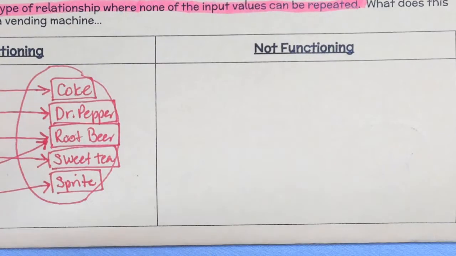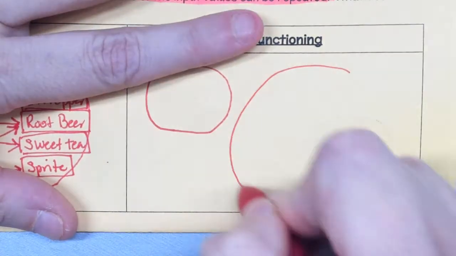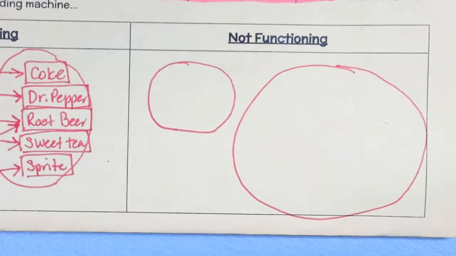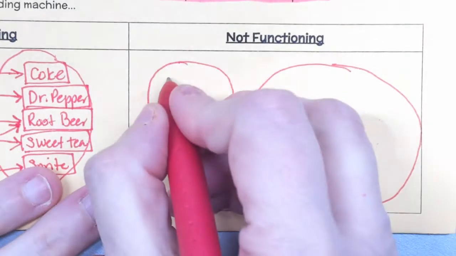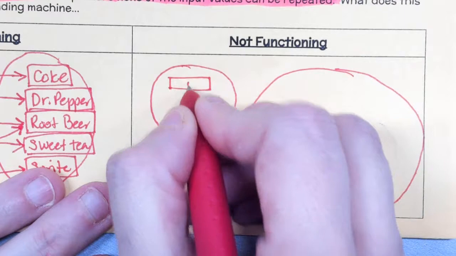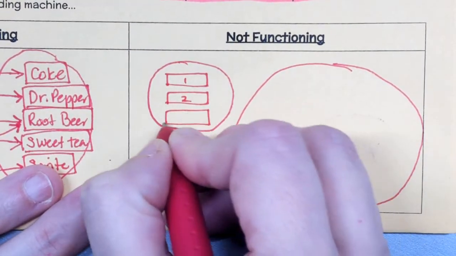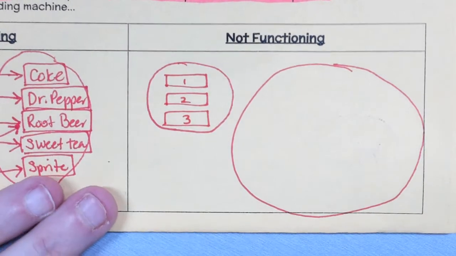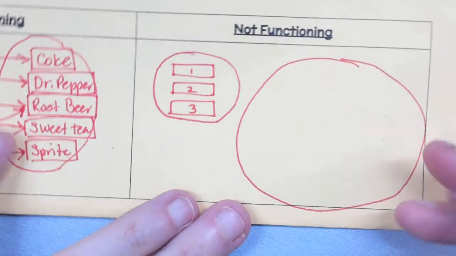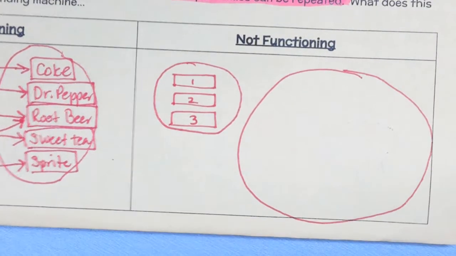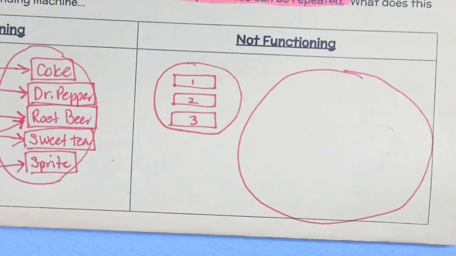Okay, so now let's do our not functioning machine. So we're going to make a smaller bubble because this machine's only going to have 3 buttons. And then we're going to have a big bubble over here. Okay? So we're going to have 3 buttons in here. Button 1, button 2, and button 3. Okay?